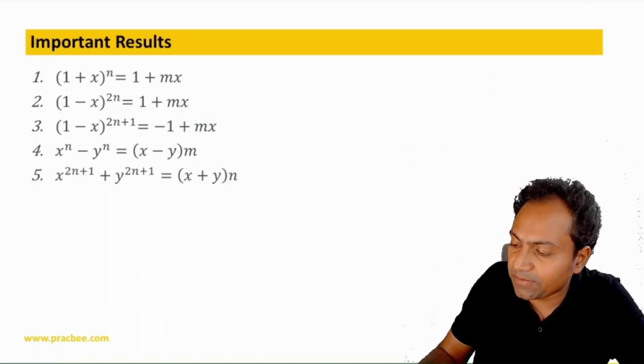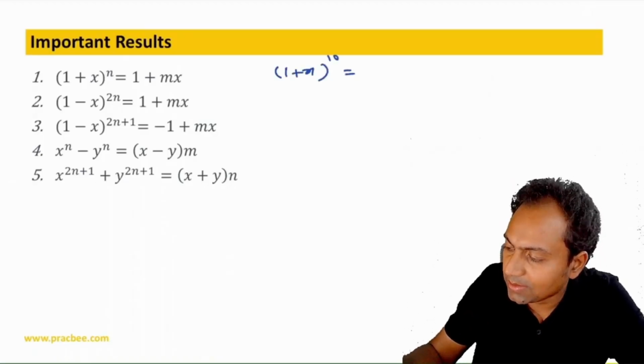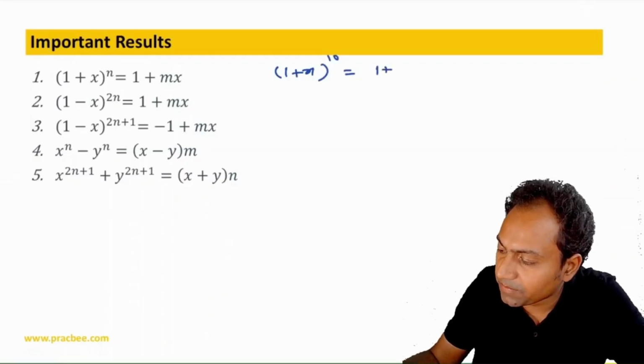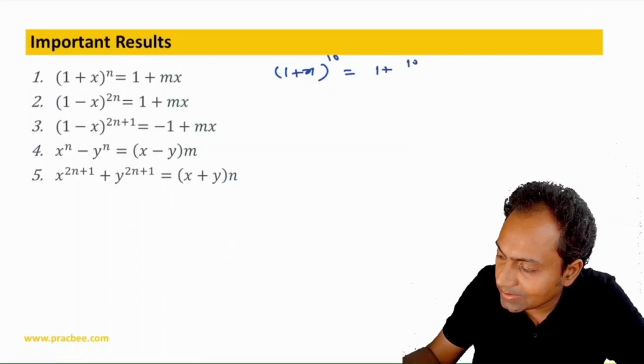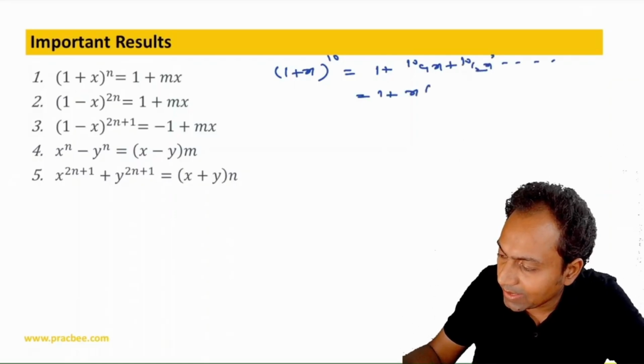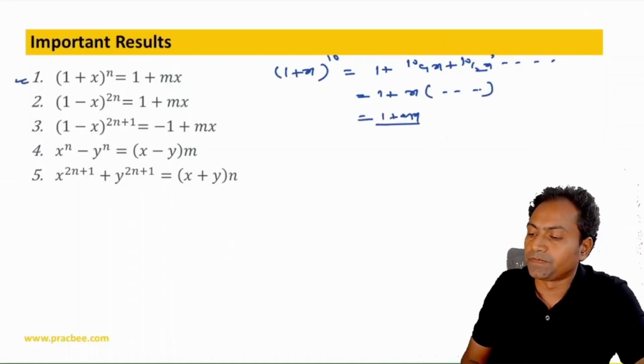The first is if you have (1 + x) raised to the power, I will take an example and explain, raised to the power 10. Then once you start expanding it, the first term will become 1, then 10c1 x, then 10c2 x square, so on and so forth. So you can write this as 1 plus x into an integer, that can be written as 1 + mx. So that is what our first result is saying.